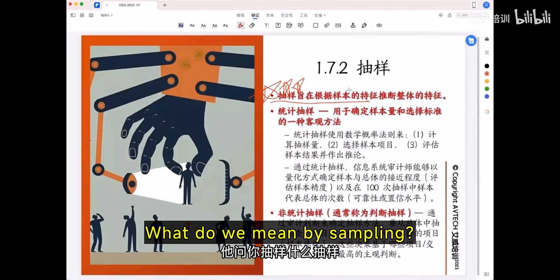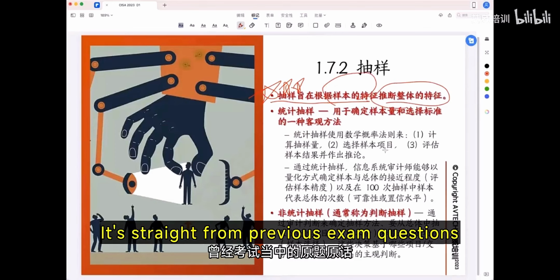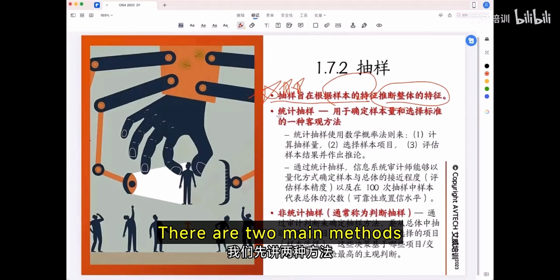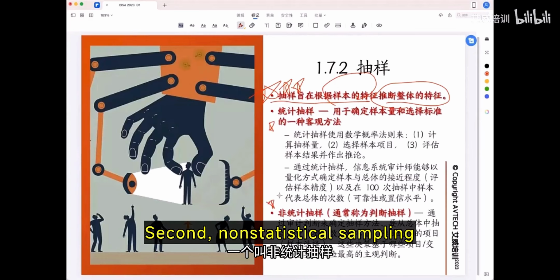Sampling. What do we mean by sampling? It's using sample characteristics to draw conclusions about the whole population. That's the exact wording. It's straight from previous exam questions. Now, in sampling, there are two main methods. First, statistical sampling. Second, non-statistical sampling.